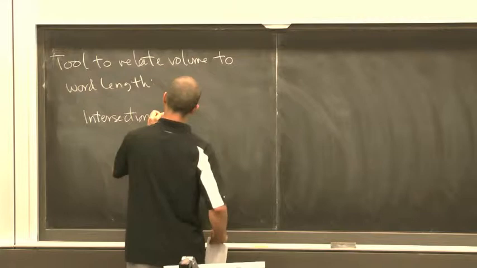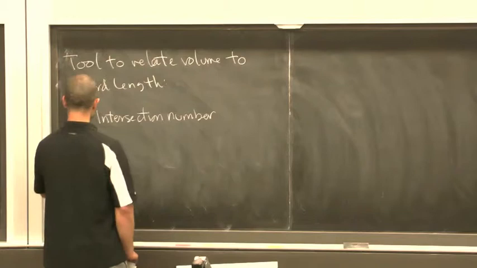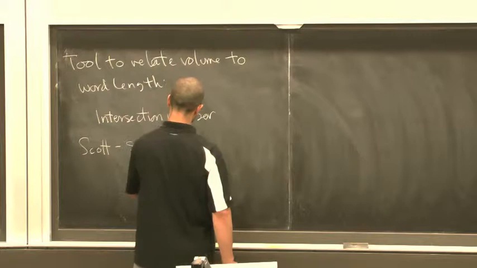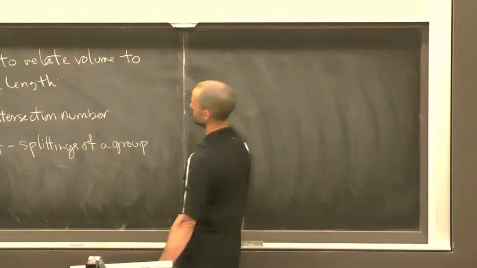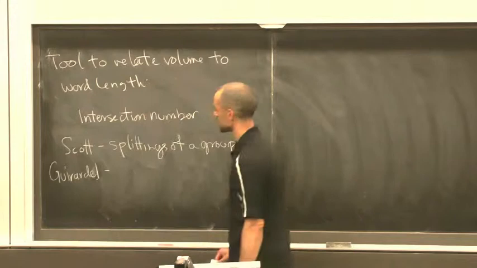And so this notion of an intersection number in the context of groups, really for splittings of groups, was originally defined by Scott. He gave a notion of an intersection number between two splittings of a group, which really generalizes the notion of geometric intersection number of curves on a surface. But the framework where I need to use it was generalized by Irreducible to the context of just group actions on trees.